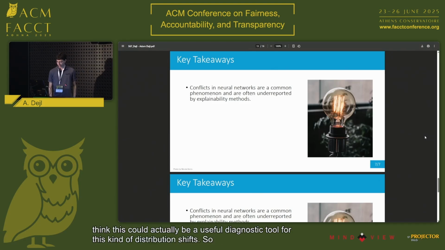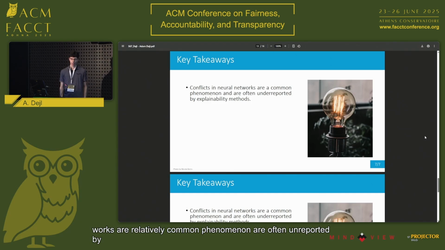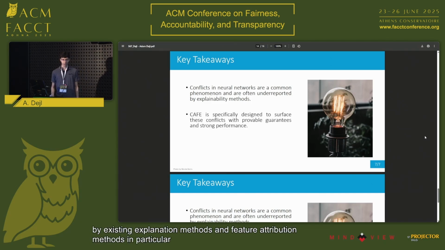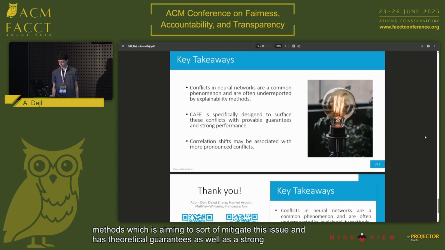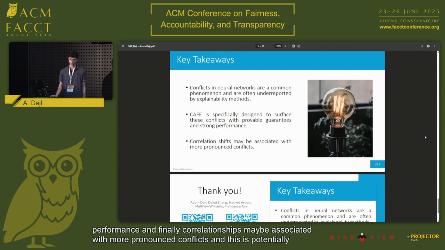So I'll just leave you with a few key takeaways. First, conflicts in neural networks are a relatively common phenomenon, and are often underreported by existing explanation methods, feature attribution methods in particular. We develop a new feature attribution method which aims to mitigate this issue and has theoretical guarantees as well as strong overall performance. And finally, correlation shifts may be associated with more pronounced conflicts, and this is a potentially promising direction for future work.